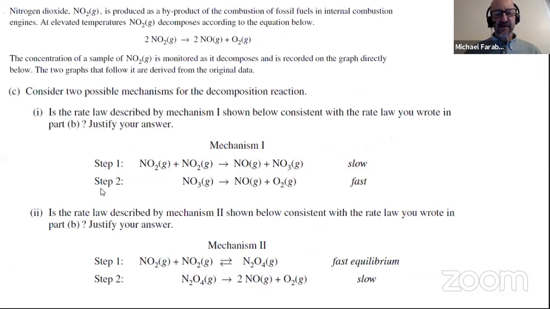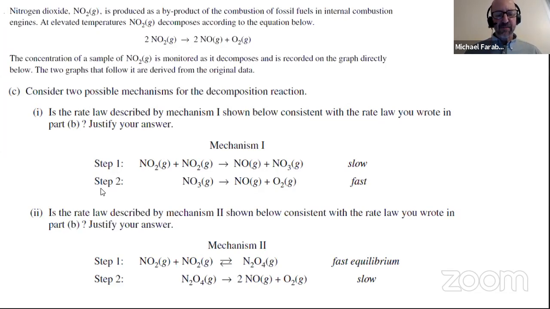All right, we're going to stay in this question. We have some mechanisms here. Again, we know it's second order. It says consider the 2 possible mechanisms for the decomposition reaction. Step 1 of mechanism 1 involves 2 molecules of NO2 reacting together to produce NO and NO3, and that is a slow step. And then step 2, NO3, in a fast step, is converted to NO and O2.